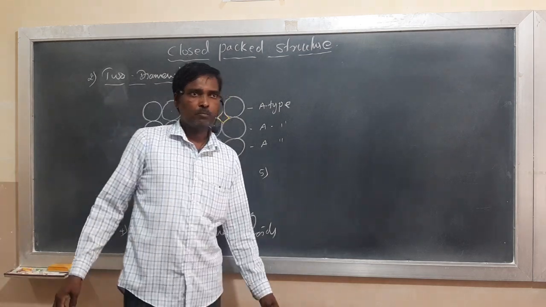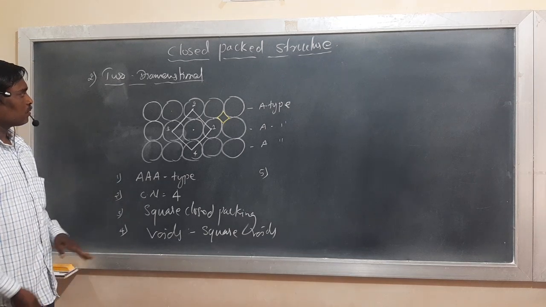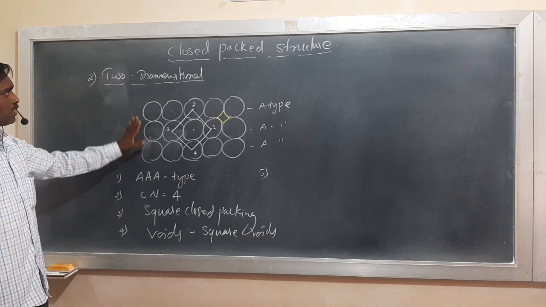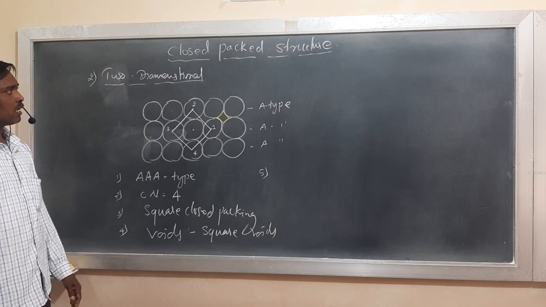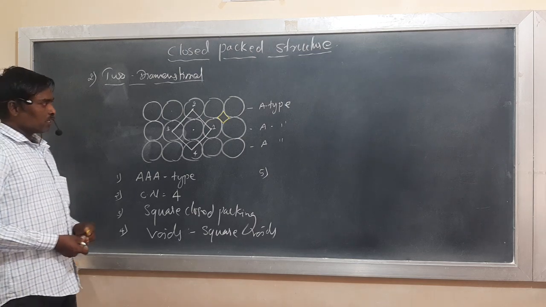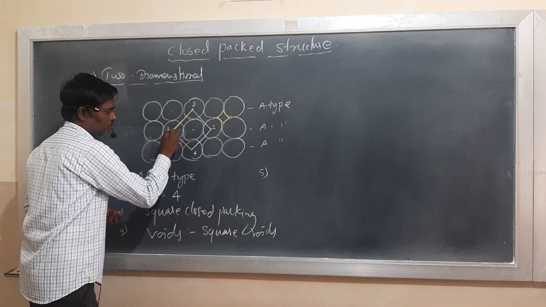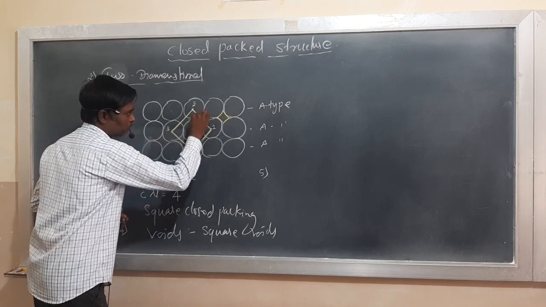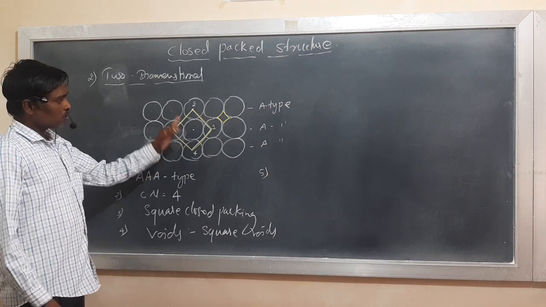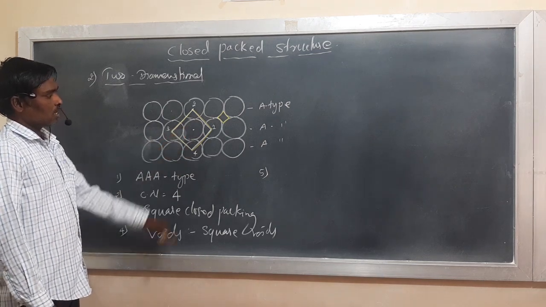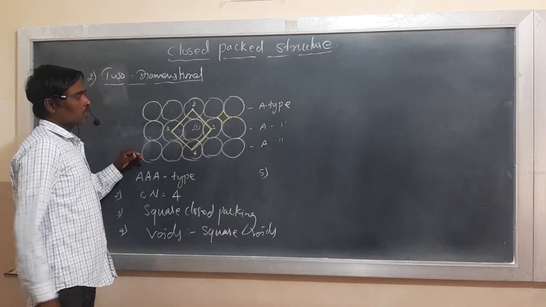For example, if I provide 100 balls, and I arrange those 100 balls in this AA type of arrangement in a two-dimensional manner, then how many square voids are formed by those 100 particles? To find that out, let me consider this square. This is the square. Let me count the total number of particles present in this square. See, there is one complete particle. This is the one.